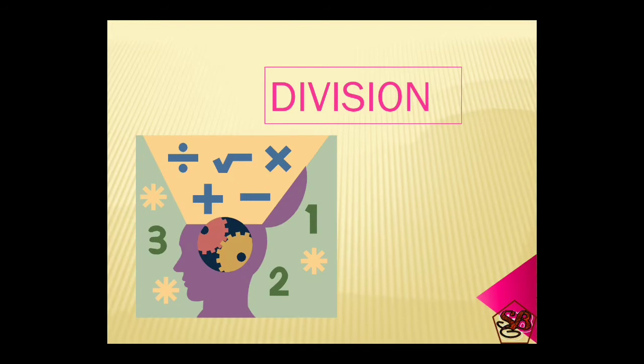Today we will discuss division of large numbers. Division is a short form of repeated subtraction. If we have to subtract the same number again and again from a given number, instead of subtracting it repeatedly, we divide those numbers.